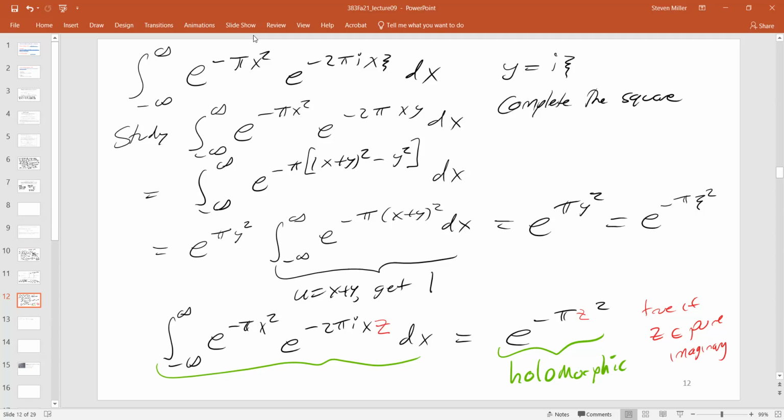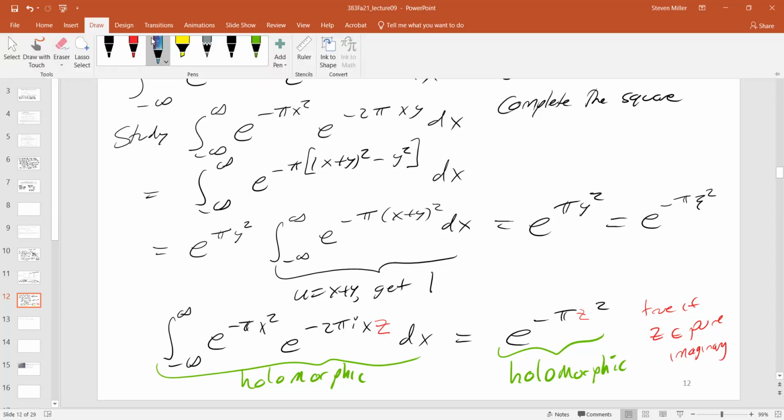Yes? Should we have the equality only for pure imaginary? Well, it depends what you want to prove. So I'm going to use the fact that this is holomorphic and that it was this holomorphic function, and they agree along the line. So what can I now conclude? They're the same. They're the same in a bigger region.